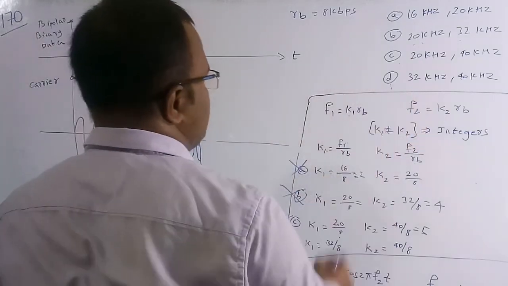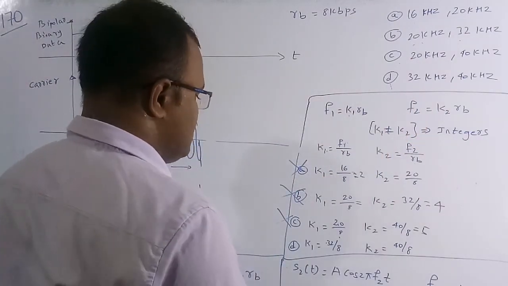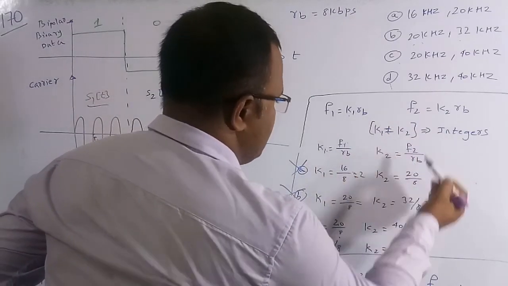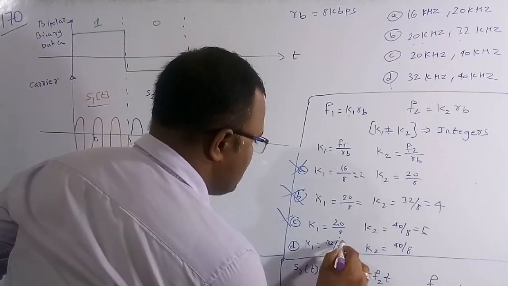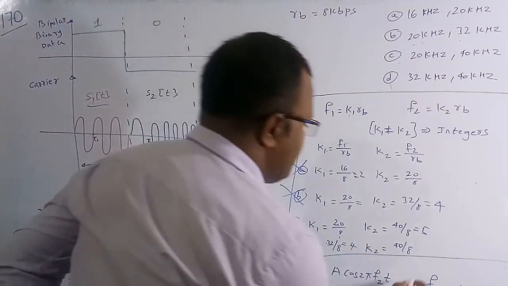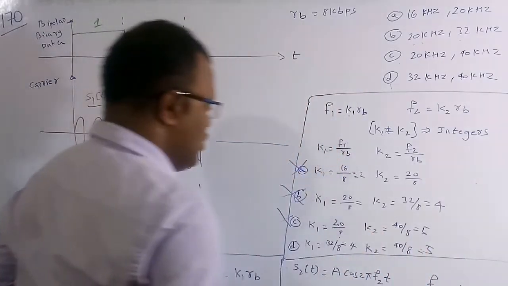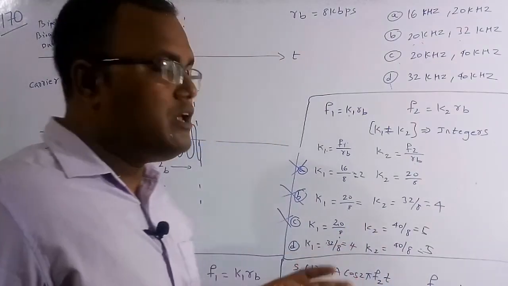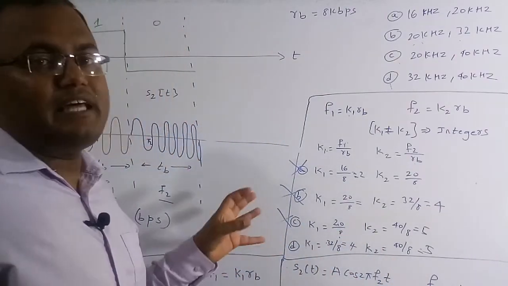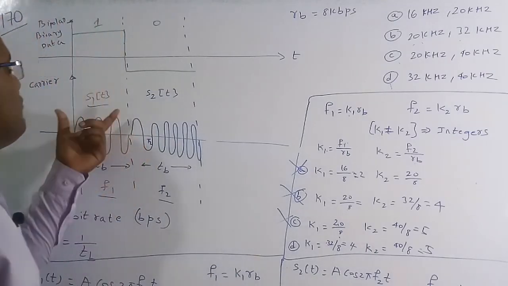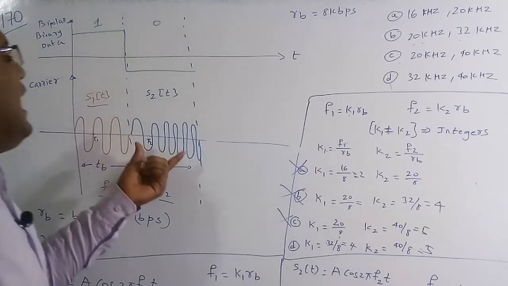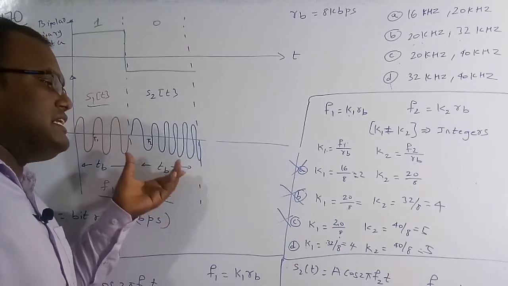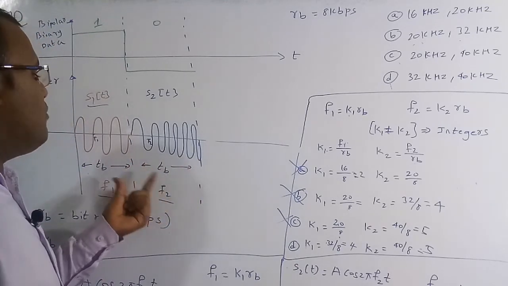Now take the last option D, which is 32 kilohertz and 40 kilohertz. In place of f1 take 32, in place of f2 take 40. So 32 by 8 we get 4 and 40 by 8 we get 5. Yes, now we got both as integers. k1 is equal to 4 and k2 is equal to 5. So we got an integer number of cycles for both domains: one domain has one integer number of cycles, and the other has a different integer number of cycles. But both are not equal.